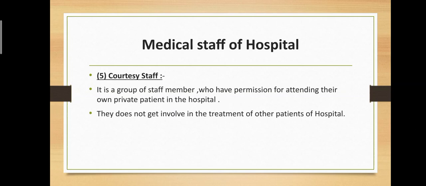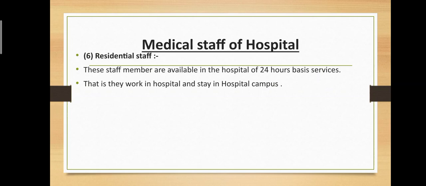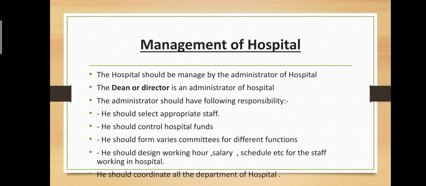Fifth, courtesy staff. It is a group of staff members who have permission to attend their own private patients in the hospital. They do not get involved in the treatment of other patients of the hospital. Sixth one, residential staff. These staff members are available in the hospital on a 24-hour basis. That is, they work in the hospital and stay in the hospital campus.